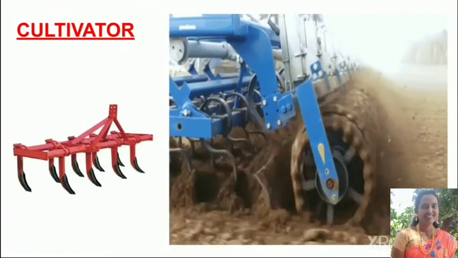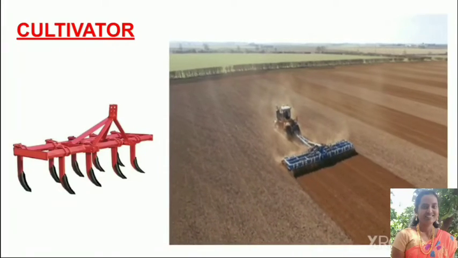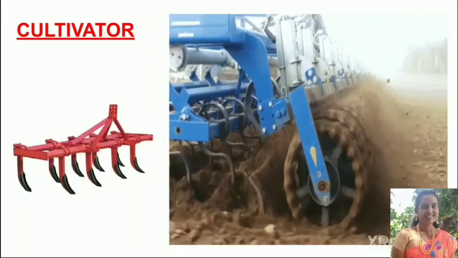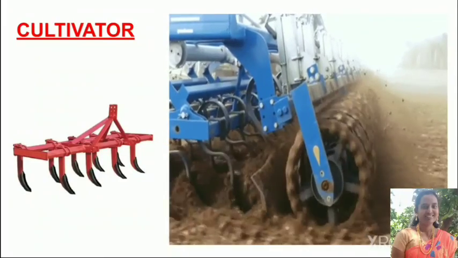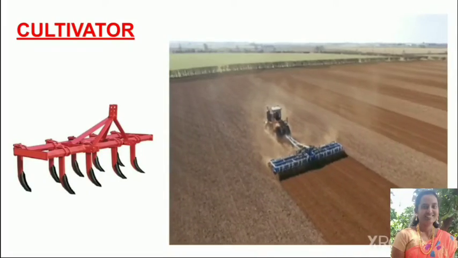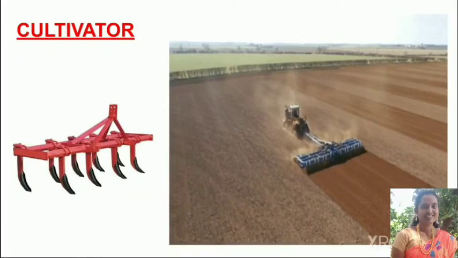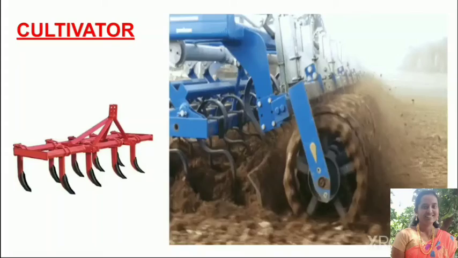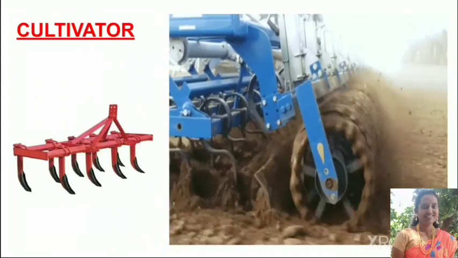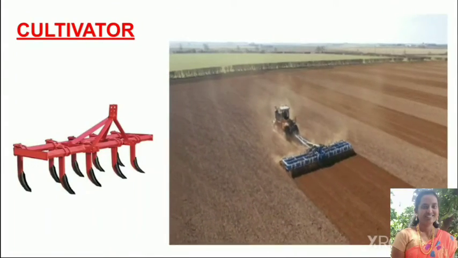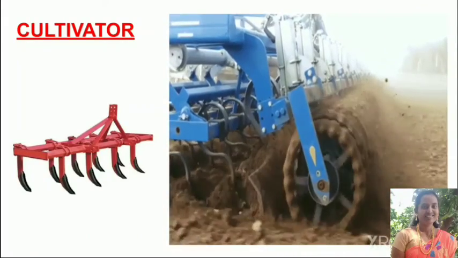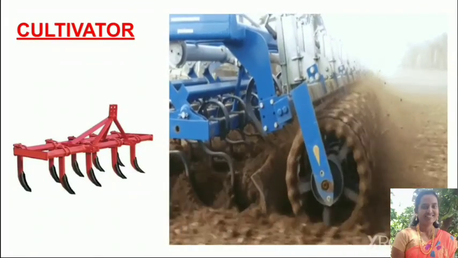Okay. Next one is the cultivator. Cultivators are driven by the tractor. It is used to kill weeds. It is used for picking the unwanted plants. Okay. So the use of this cultivator is that it saves labor and time because it is driven by the tractor. Okay. So that is about ploughing.